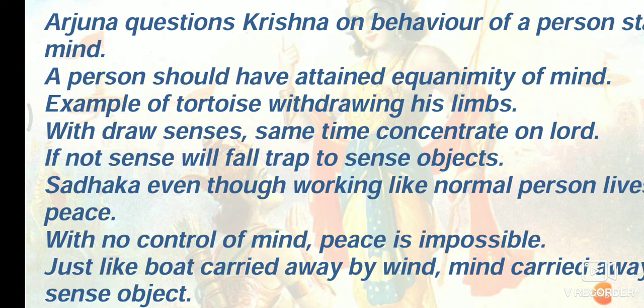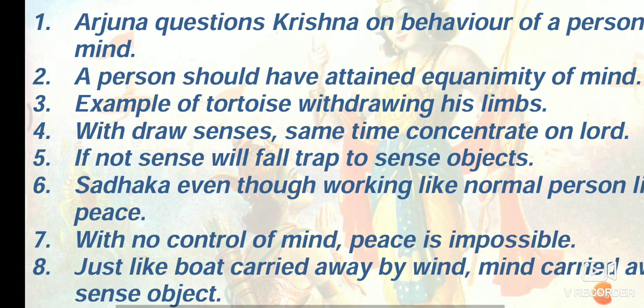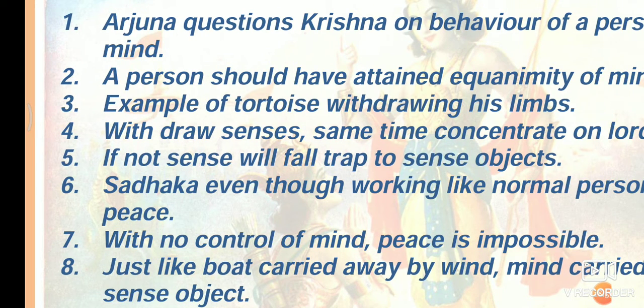senses, just like a tortoise withdraws his limbs on seeing his enemies. So here enemies are compared to sense objects, and limbs were compared to the senses. So a person who desires to control his senses has to withdraw his senses from the sense objects, comparable to the tortoise withdrawing its limbs when it sees its enemies and becomes a hard shell. So that's how that example was given.